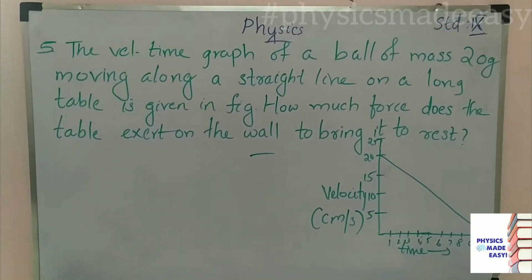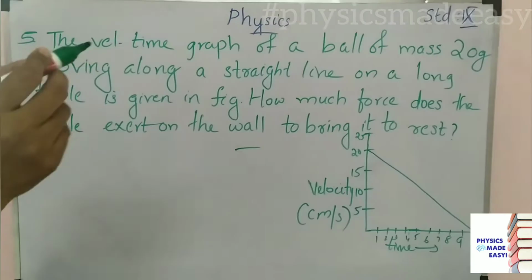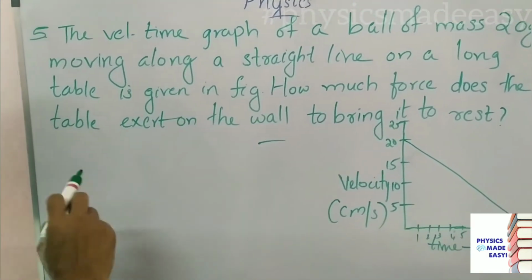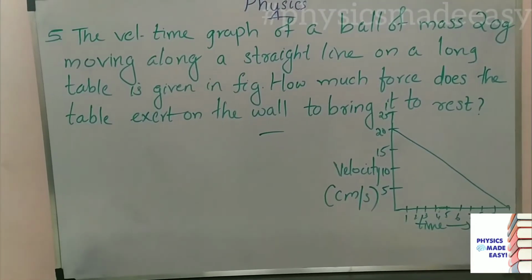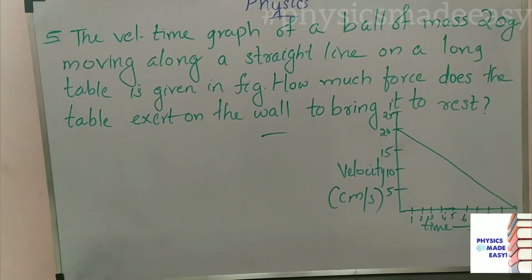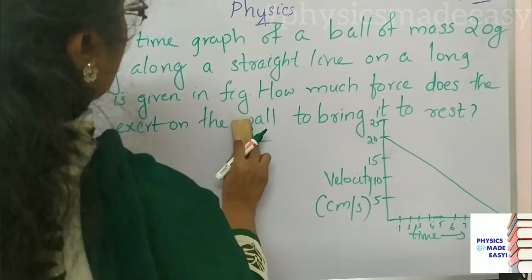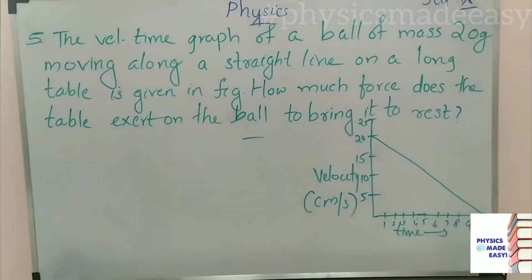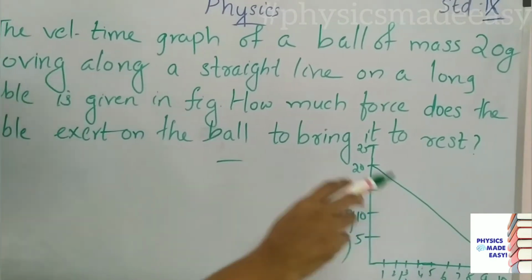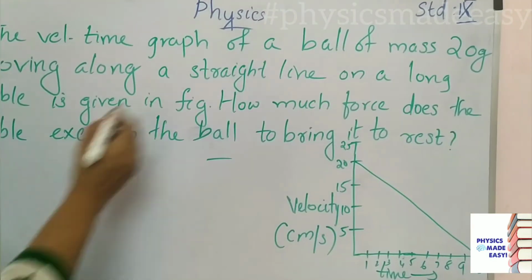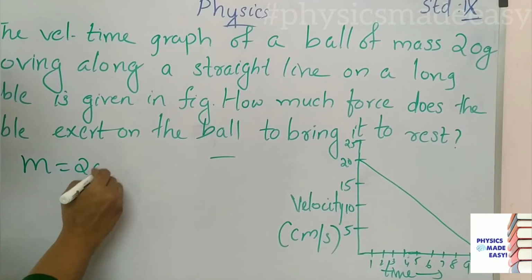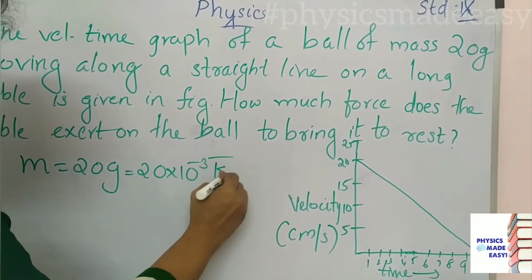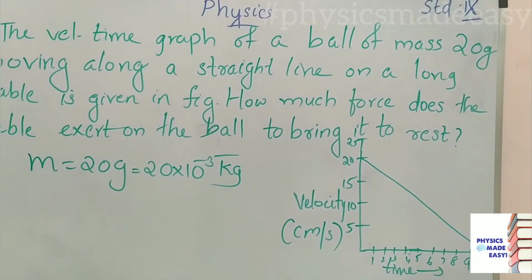The velocity time graph of a ball of 20 gram moving along a straight line on a long table is given in figure. How much force does the table exert on the ball to bring it to rest? So here from the graph we have to write the values, but mass is given there. Mass is equal to 20 gram, 20 into 10 raised to minus 3 kilogram, that is the mass. We have to find the force.